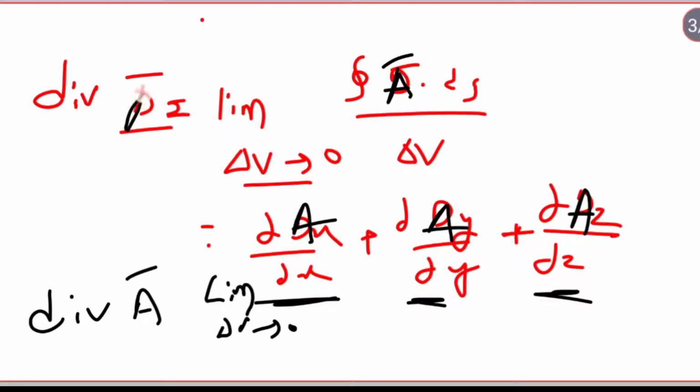Divergence of a bar equal to limit delta v tends to 0 surface integral a dot ds by delta v, that is also equal to dou ax by dou x plus dou ay by dou y plus dou az by dou z. It is the divergence.